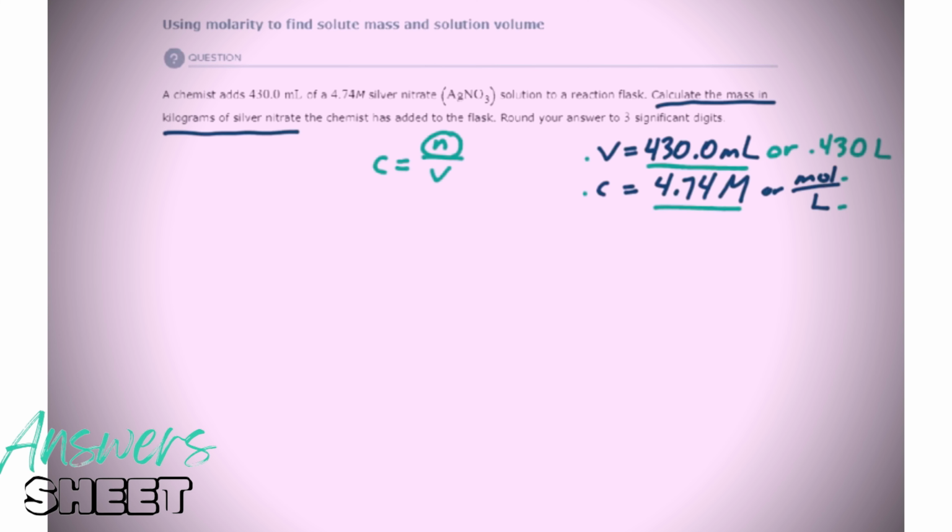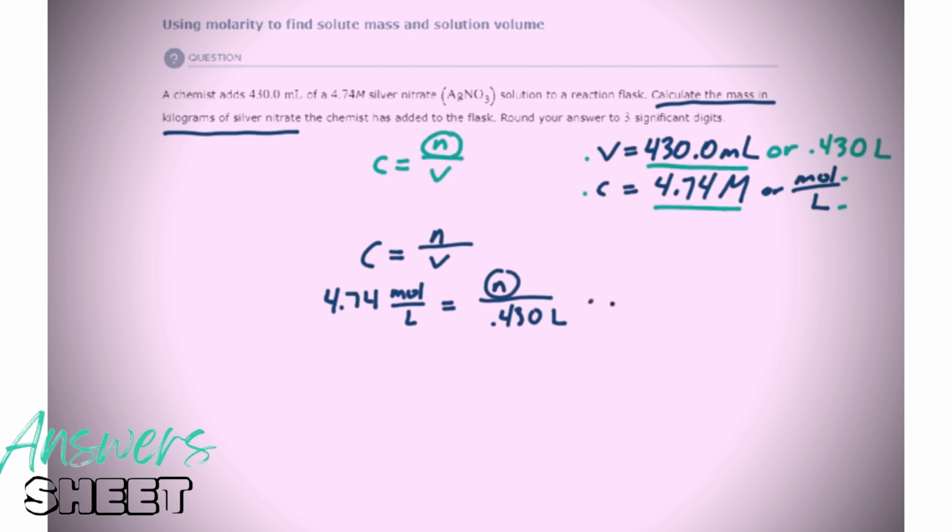So now I can take these values and plug them into this formula for concentration. Concentration is again equal to amount of solute per unit volume. Our concentration is 4.74 moles per liter, and that's equal to N, which we don't have, divided by the total volume of the solution, which we do have, which is 0.43 liters. So now let's just solve for N. What is N equal to?